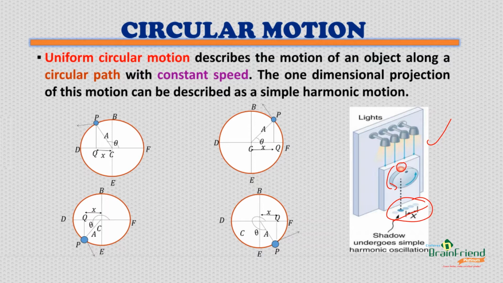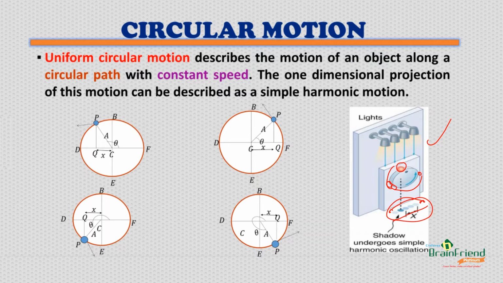Let's take, for instance, the ball starts rotating from this point. While it moves to this point, its shadow moves from this point to this point. And while the ball moves from this other point to this point, its shadow returns again to this other point. That means while the ball is performing a uniform circular motion, its shadow performs a simple harmonic motion, which is a to and fro motion.